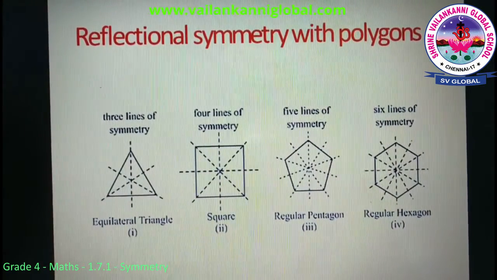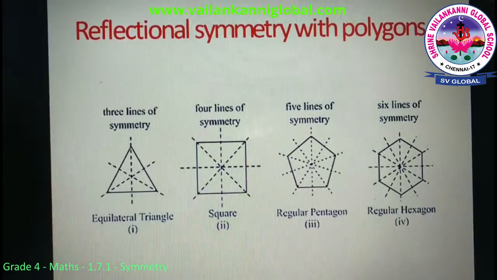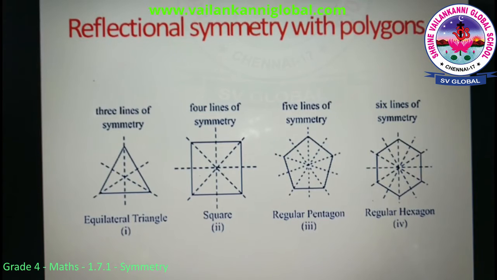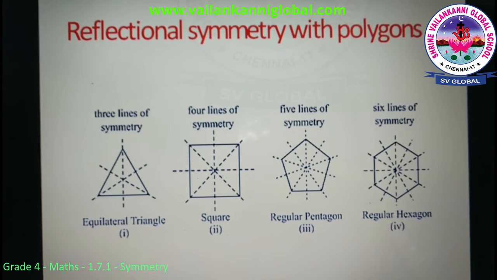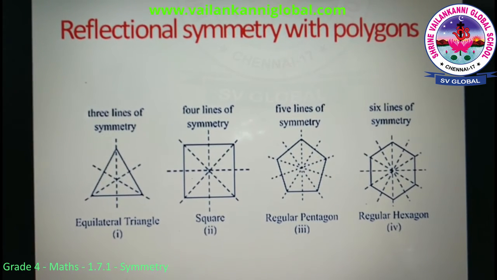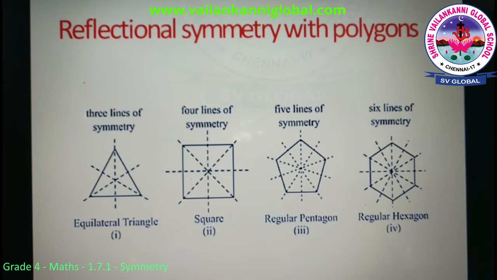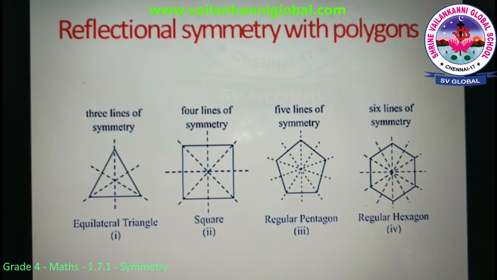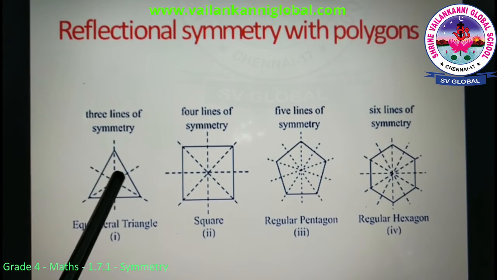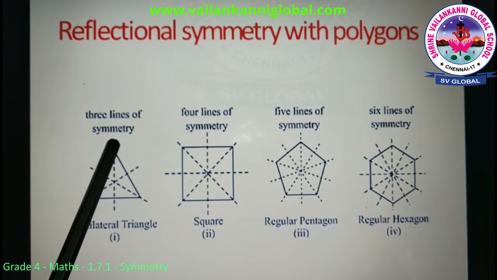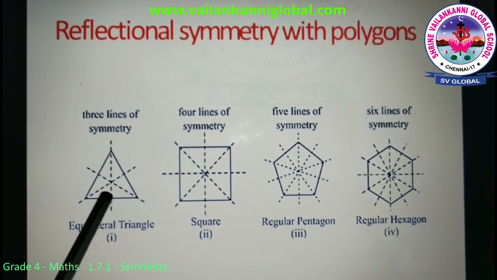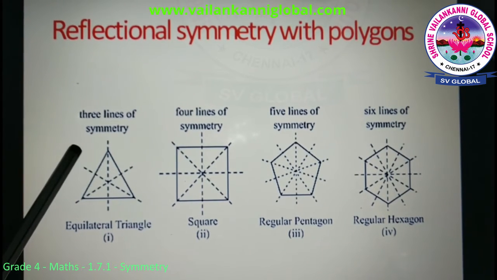The next one is reflectional symmetry with polygons. Here an equilateral triangle is given, and a square, a regular pentagon and a regular hexagon. Let us discuss the equilateral triangle. In an equilateral triangle, all the sides are equal. See, this dotted line is a mirror line, and there are three mirror lines. When we keep the mirror, you can see this side and this side are the same. In the same way, an equilateral triangle has three lines of symmetry.